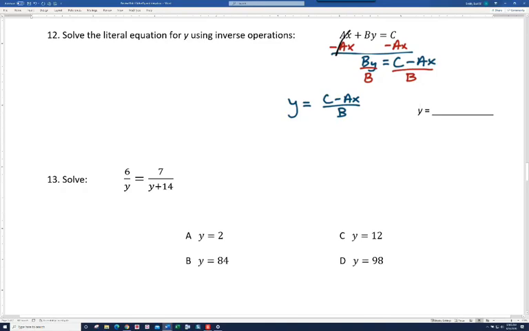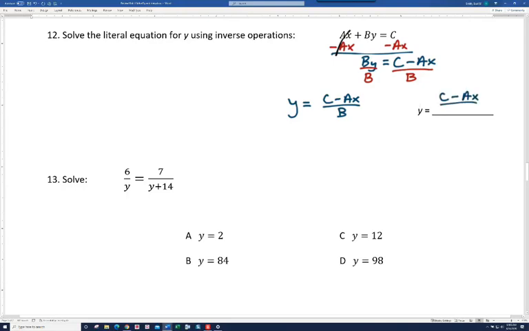And it doesn't look the nicest. It's not a nice number, that's for sure. But that's our answer. That's the best we can do. We've isolated y on one side. The equation was originally solved for c. Now it's solved for y.